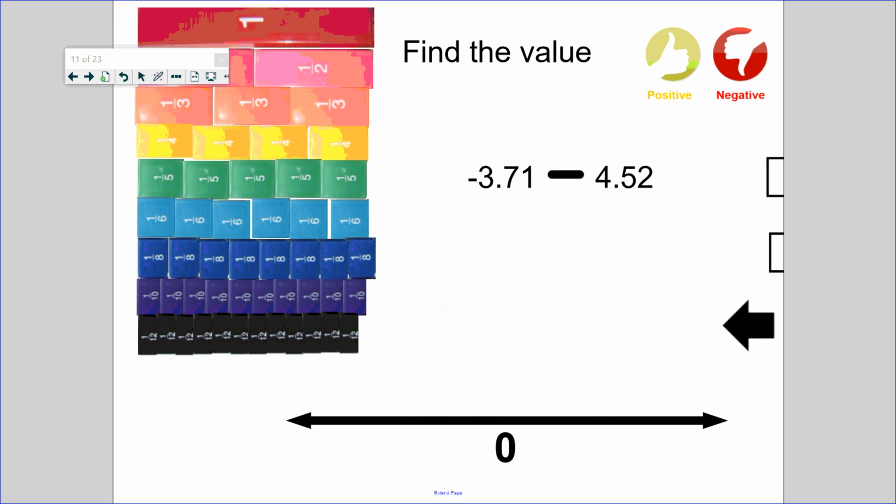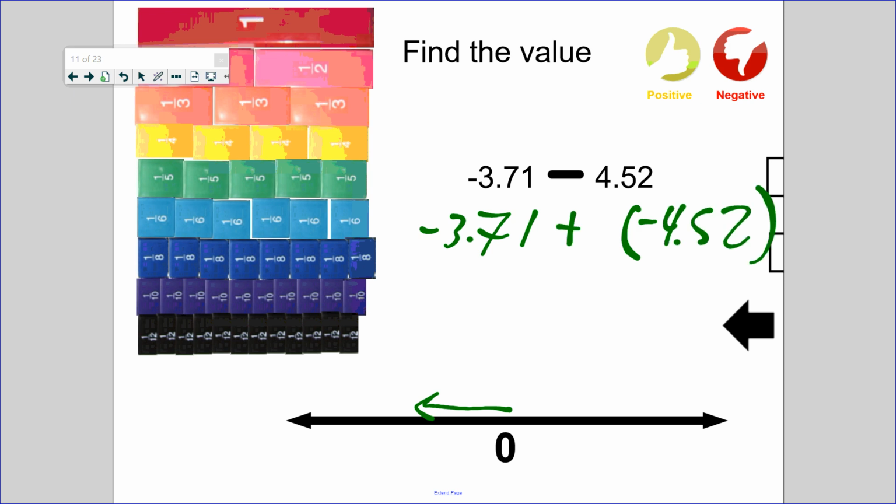And the last example, negative 3 and 7/100. That goes left of 0. Subtraction. If you take away the positives, what do you have left? What's the opposite of positive? Negative. So it's negative 3 and 7/100 plus negative 4 and 5/200.